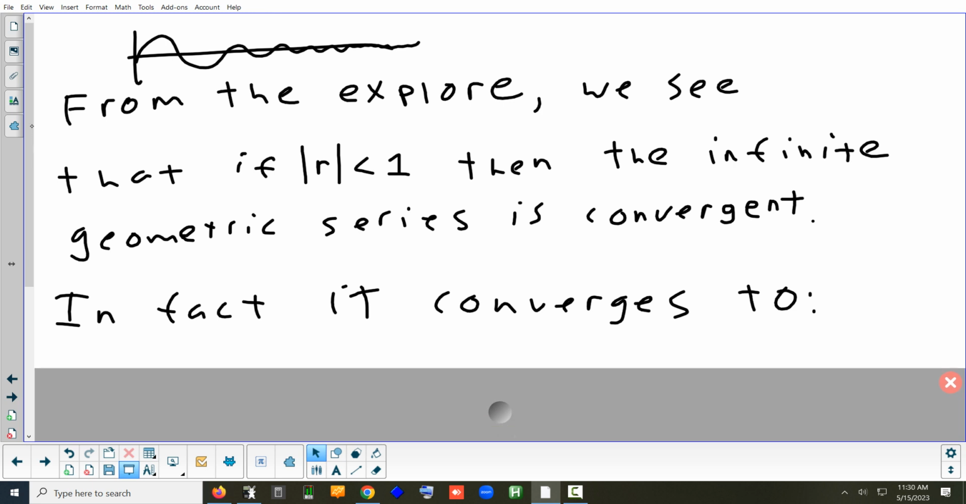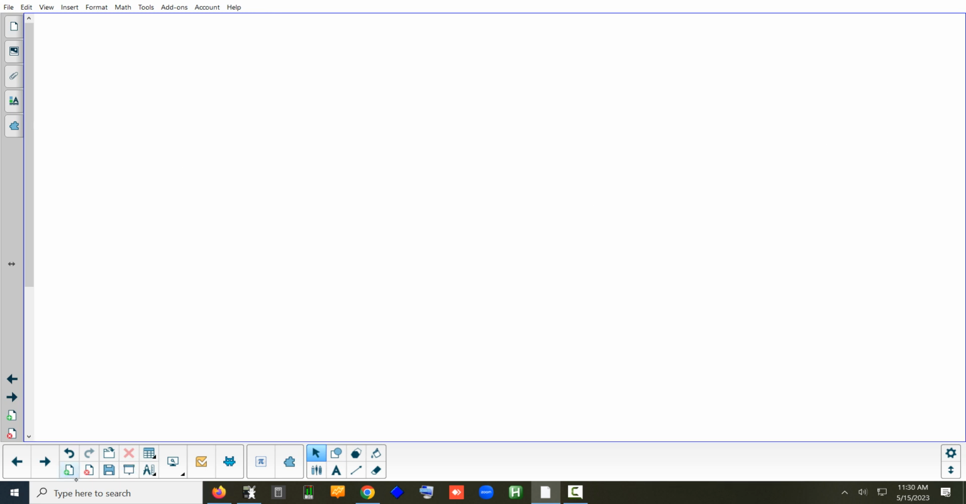So let's see if we can figure out what the formula is for an infinite geometric series. Okay, here's the finite one.